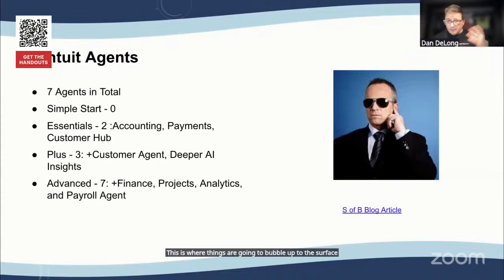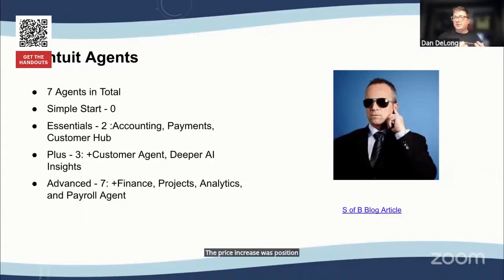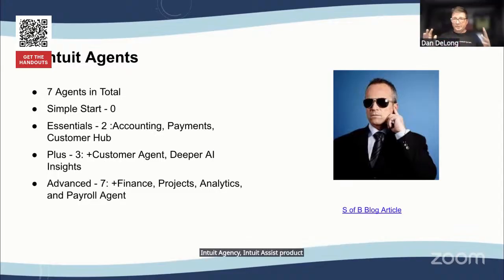So we talked a little bit a couple months ago about the price increase, and the price increase was positioned primarily as this is what you're getting for that price increase, is these Intuit agents. The Intuit Assist product was announced a couple years ago, and this is what it's turning into, right? So ultimately, we have 7 agents in grand total.